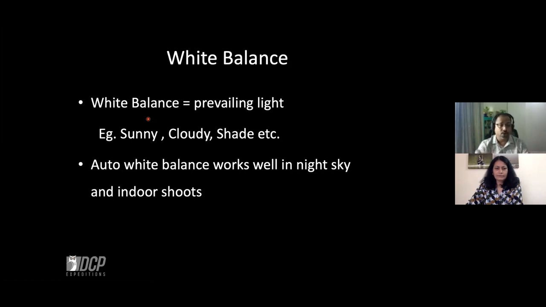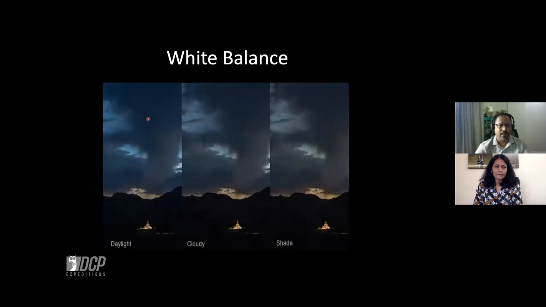Surprisingly, guys, you have something called auto white balance. And believe me, auto white balance works best, especially in the night sky and indoor shoots. Because in indoor shoots, you have various light sources. Sometimes you have tube lights, sometimes you have bulbs, sometimes you have the available light coming through the window and all. In that case, your white balance may get fooled. So there, you can go with auto white balance. But guys, if you know the source of light, then select the correct preset. So white balance is important. Don't just totally depend on the auto white balance, guys.